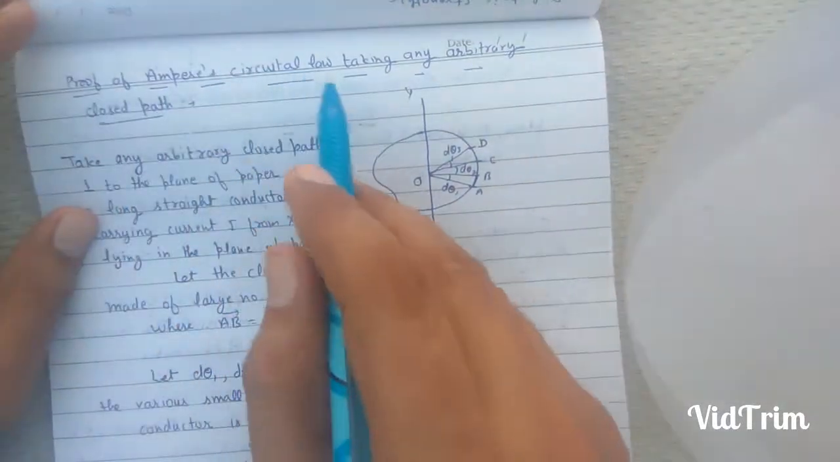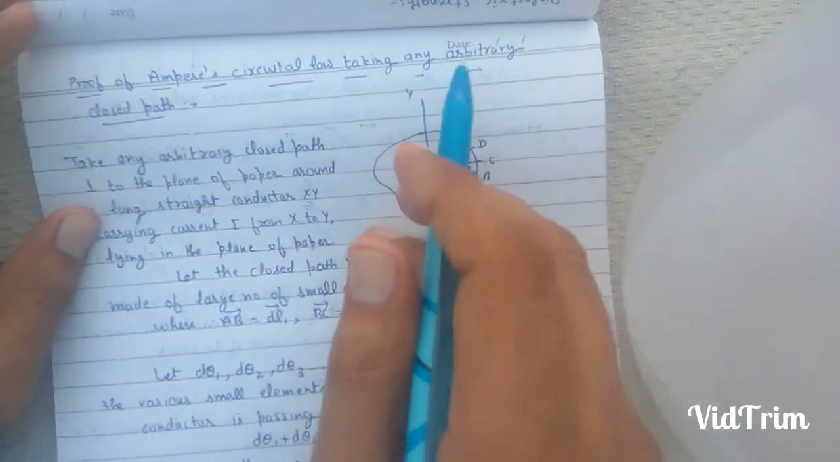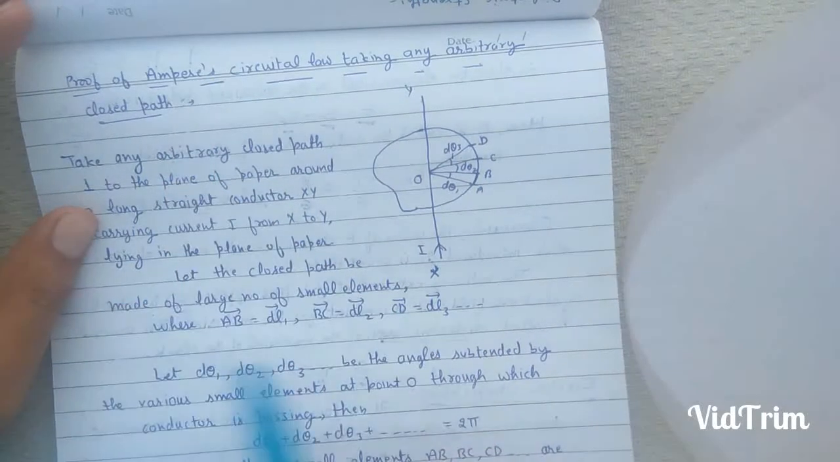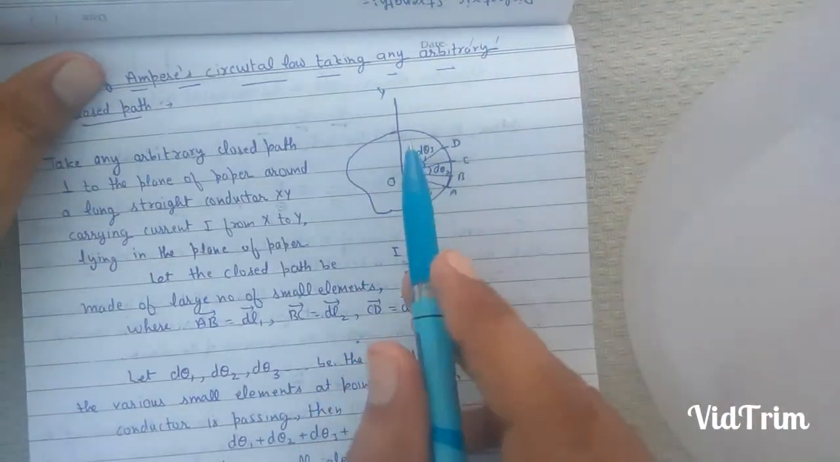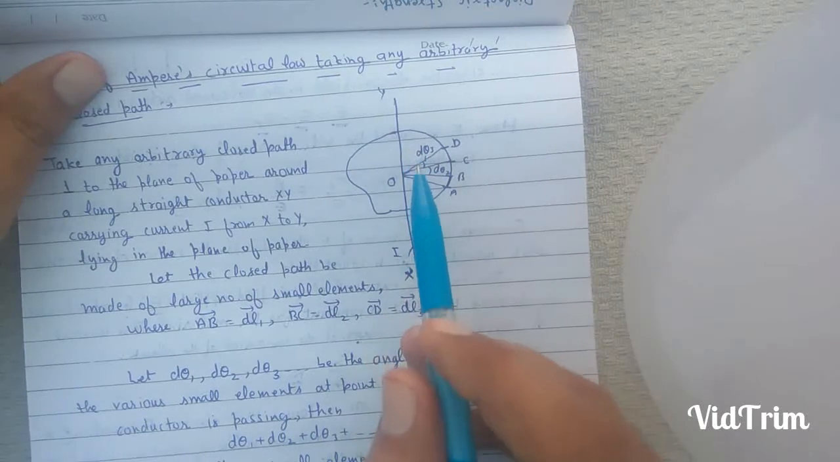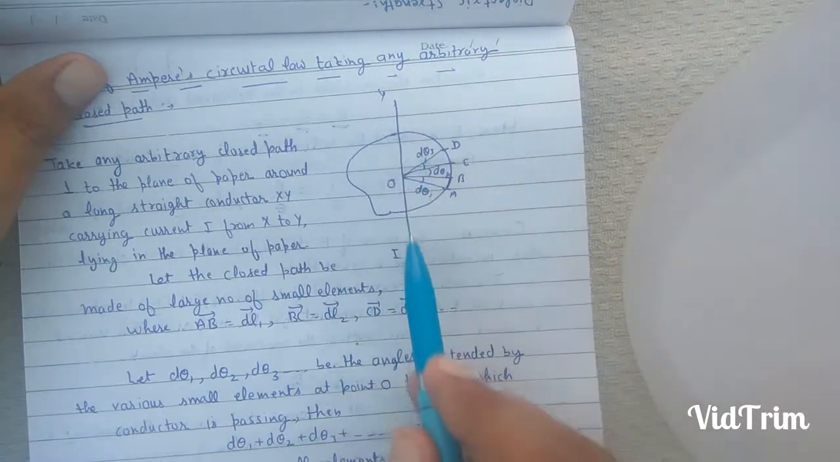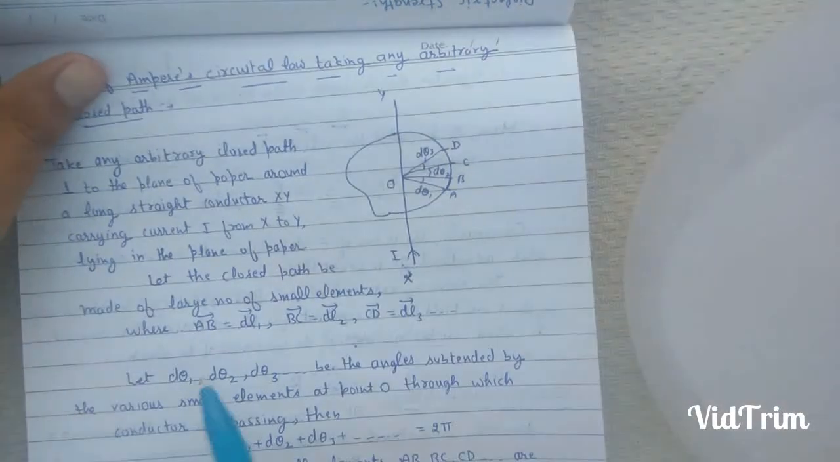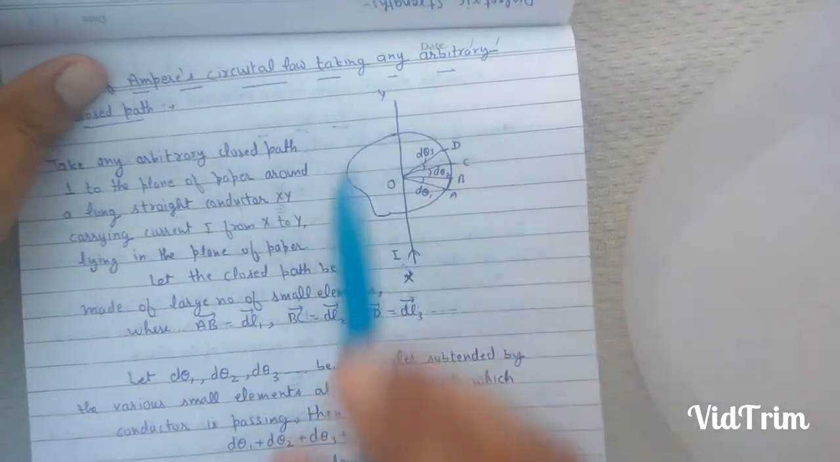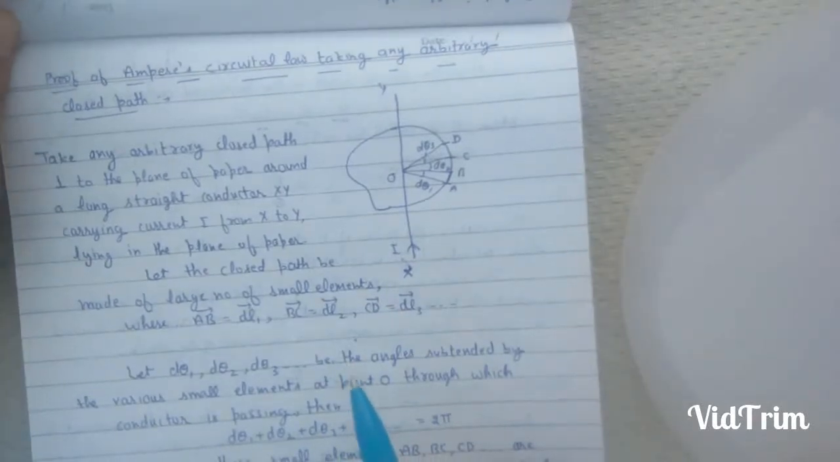The topic is proof of Ampere's circuital law taking any arbitrary closed path. Take any arbitrary closed path perpendicular to the plane of paper around a conductor XY which is carrying a current I from X to Y. And this conductor XY is lying in the plane of paper.